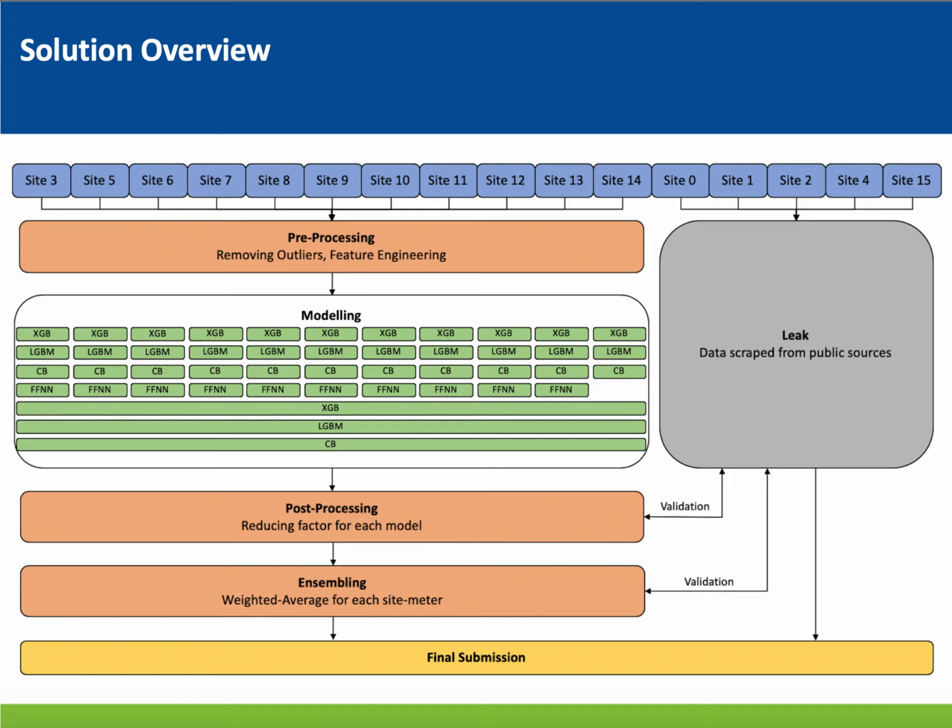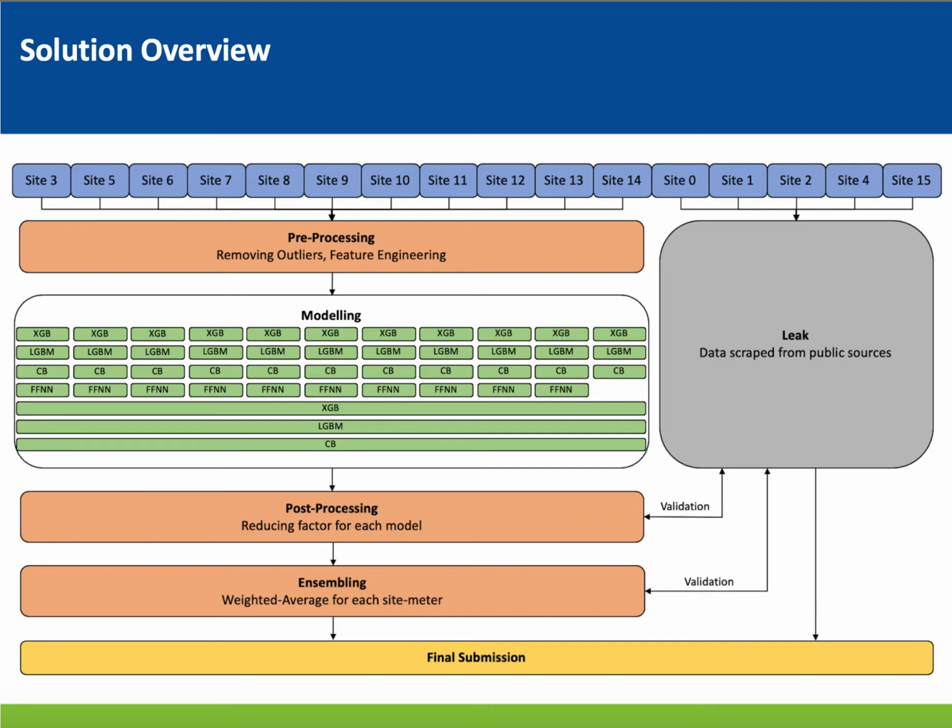individually. While there were 16 sites in total, unfortunately 5 of the sites, the ones that are present on the right, which is site 0, 1, 2, 4, and 15, the true labels of the meter readings were publicly available from various sources, and this data was scraped and made available to everyone in the competition. Hence, we did not use these 5 sites for modeling, but we used them for validation and our final submission.